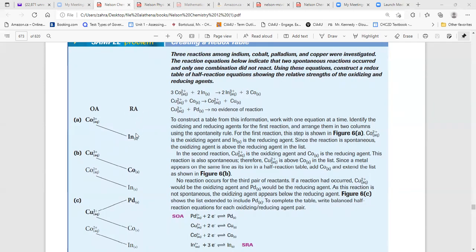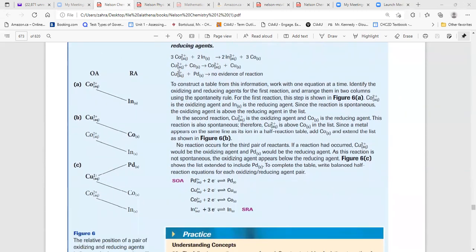So it means cobalt is above indium. Also, this is happening, which means the oxidizing agent Cu should be above the reducing agent Co. If this is not happening, it means Pd should be above Cu. And I know from before that Cu is above Co, and you know from here that Co is above indium. So for the half reactions, Pd should be at the top, right? Make sure the Pd is there.